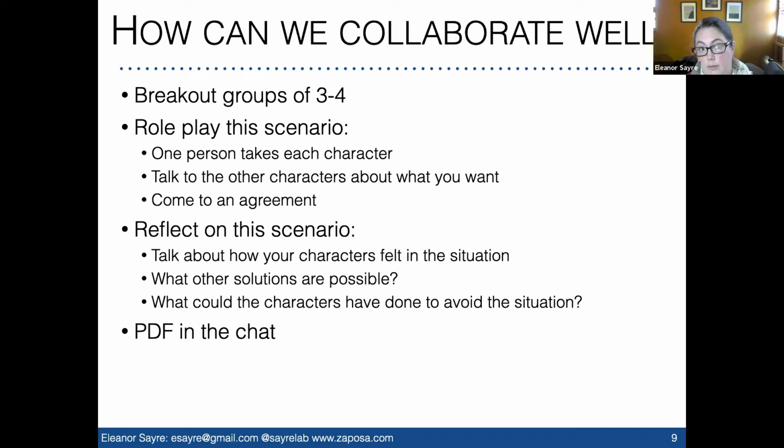So you're going to role play this. Everybody take a role. If you're in a group of 4, the 4th person is there to monitor everybody's emotional response.